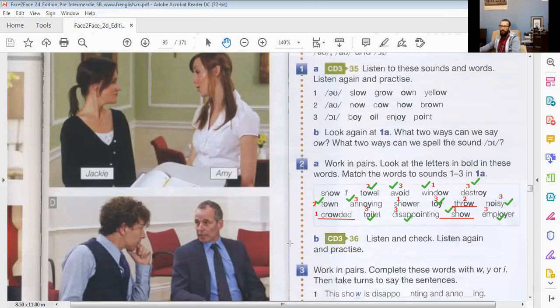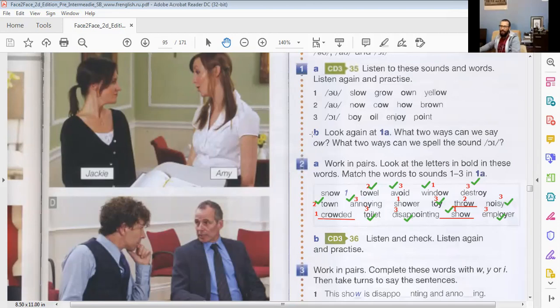Crowded. Like which group? 2. Correct. But remember, this sound, you have to make it clear. You have to open your mouth a lot. Cow, crowded. It's like cow. Do you know the word cow? Cow, now, crowded. It has to be ow.